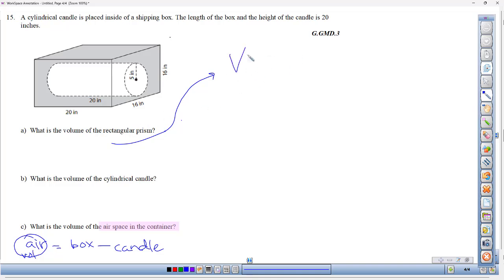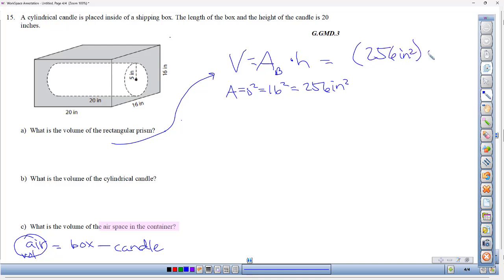So the volume of the rectangular prism, volume equals area of the base times height. Okay, so I think I'm going to use this 16 by 16 as my base, as the other side looks exactly like that. So the area is equal to side squared. That's 16 times itself. If you do that on your calculator, you'll see it comes out to be 256 inches squared. So there's the area of my base.